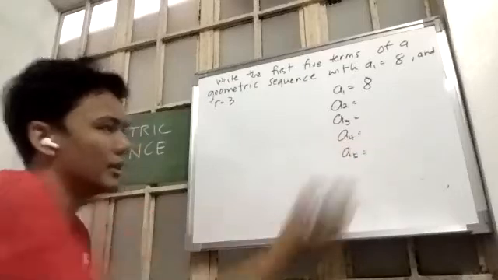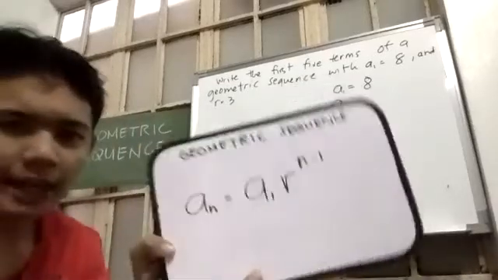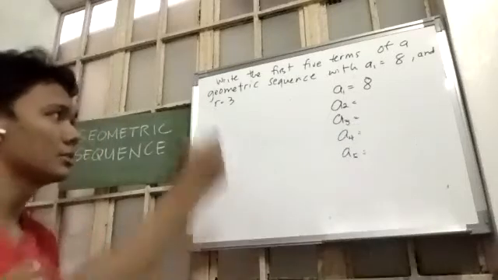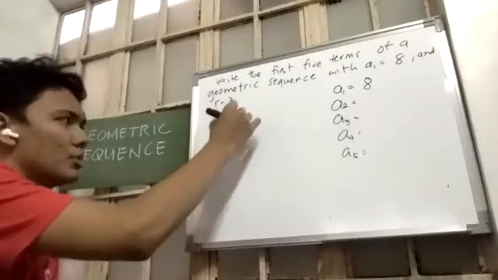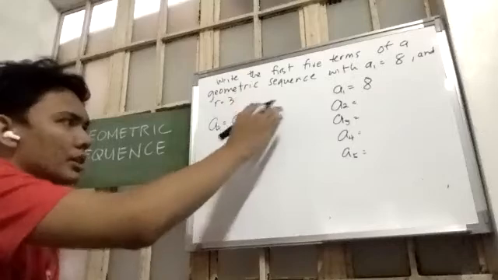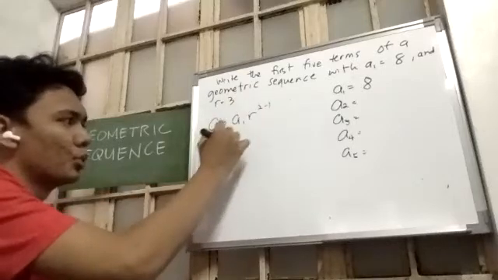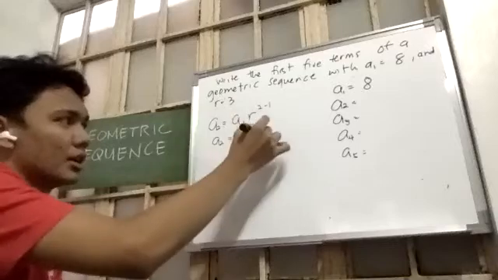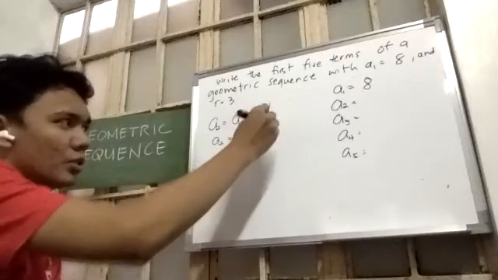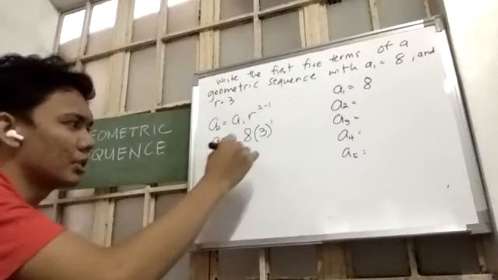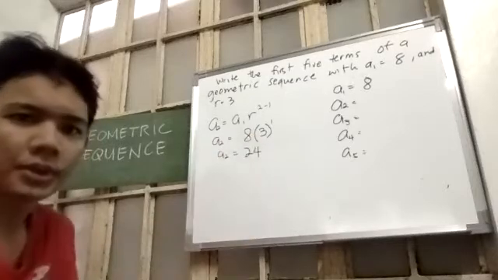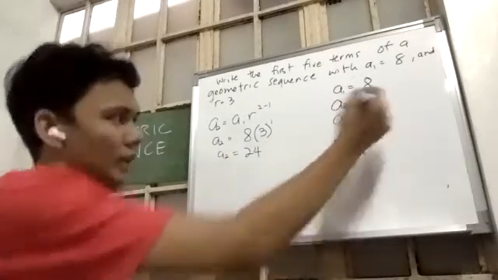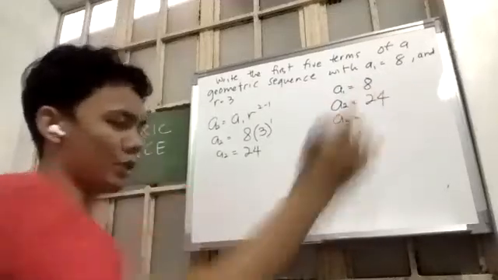So, unang hahanapin natin is yung ating a sub 2. Okay, so we substitute, we have a sub 2 is equal to a sub 1, r raised to 2 minus 1. So, magiging a sub 2 is equal to, ano yung a sub 1 natin? We have 8 times 3 raised to 2 minus 1 is 1. So, we have a sub 2 is equal to 24. So, ang ating a sub 2 is 24.